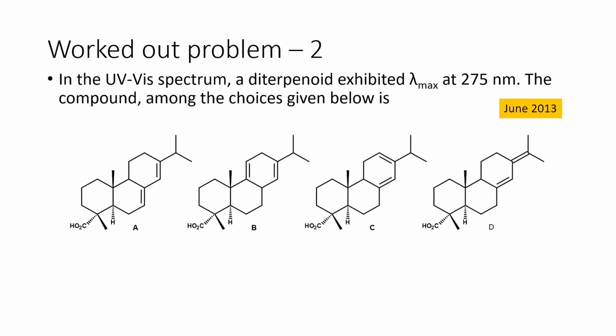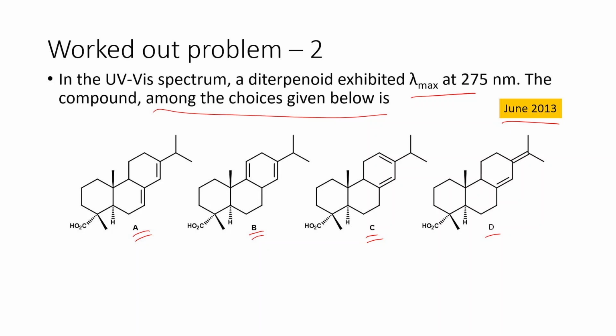Let us move on to the next problem. This was asked in June 2013. The UV-Vis spectrum of a diterpenoid exhibited lambda max at 275 nanometers. Among the choices given below, we are given 4 options, A, B, C and D. We have to find out which one is going to have the corresponding lambda max at 275.